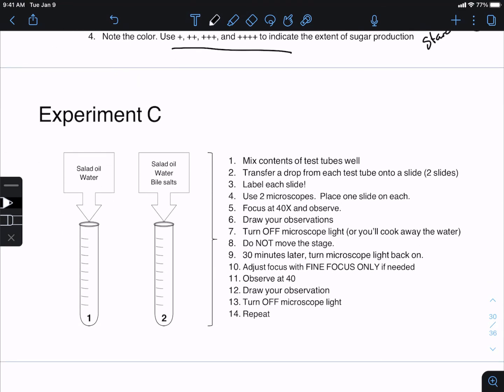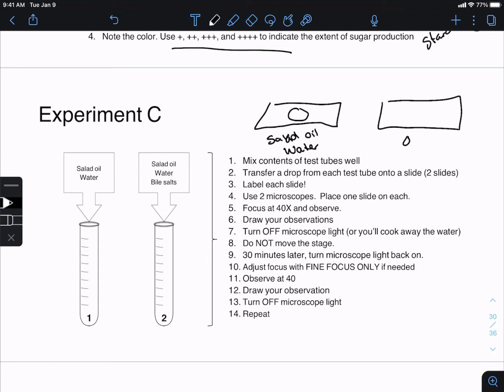Moving on to experiment C. Lots of tips and tricks for this one. I want you to pay attention. First, you're going to mix up salad oil and water, shake really well. Salad oil, water, and bile salts, shake really well. Take a drop of each, and transfer them to a test tube. I'm sorry, not a test tube, a microscope slide. You're going to have 2 slides. One slide is going to contain your salad oil and water.